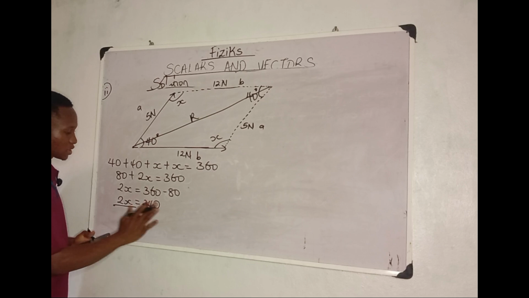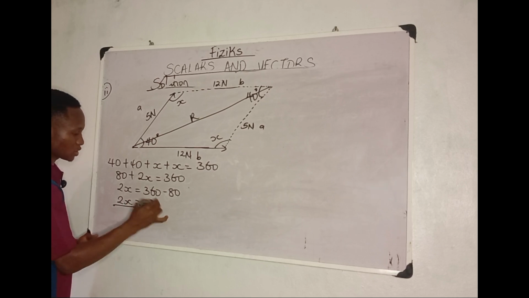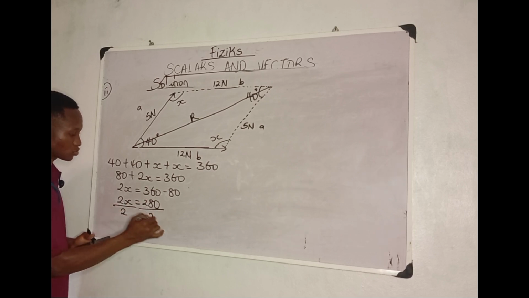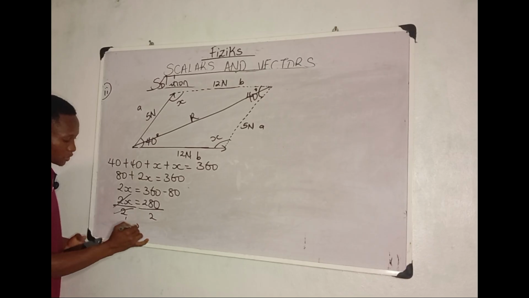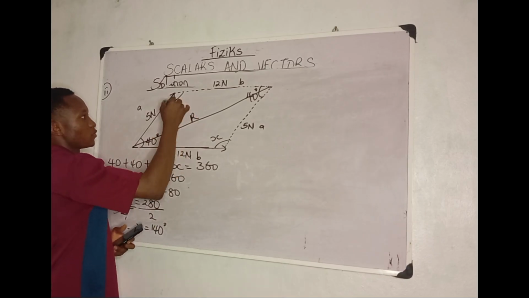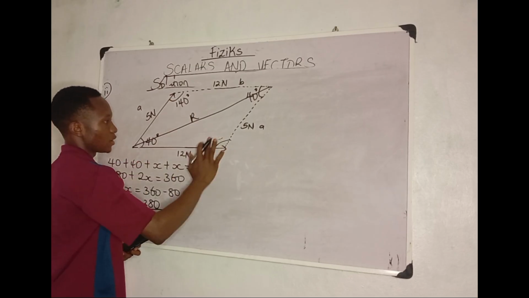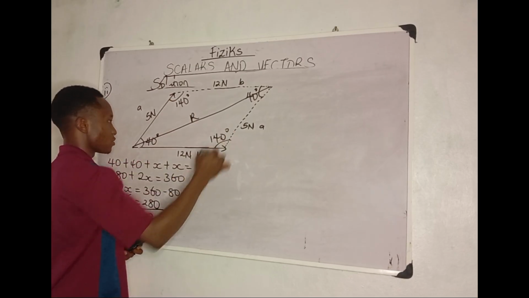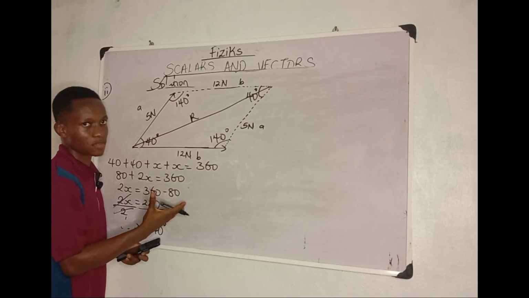So I'll divide both sides, and this should be 280. Divide both sides by 2. This will cancel, therefore my x is equal to 140 degrees. So when I place 140 here, definitely I will also be placing 140 degrees. When you sum, you return back to 360.